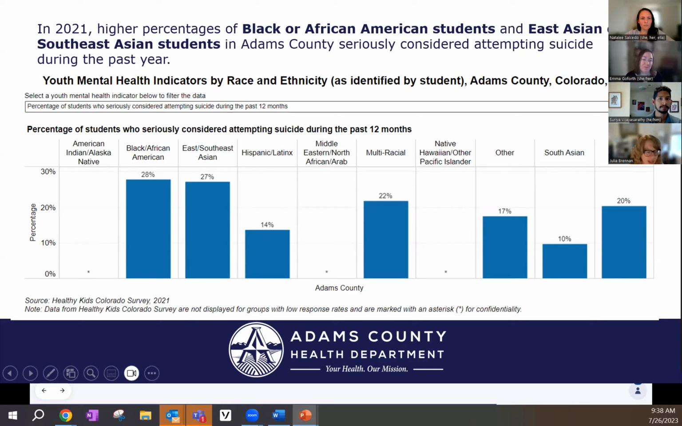So with the asterisks, we don't display data that is too small that could be potentially identifying in our visuals. So if there's a star next to the Middle Eastern, North African, Arab, and the Native Hawaiian and other Pacific Islander groups for this chart, that means that there were responses for those groups, but the numbers behind those responses were too small to accurately provide an estimate. So it's not that they're missing, it's that they're too small to be relied upon, if that makes sense. So we're not excluding them, we're more like protecting them because the numbers are too small.